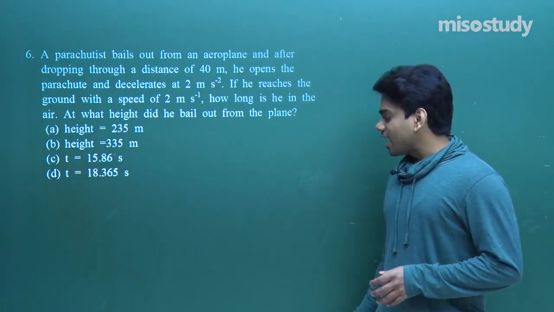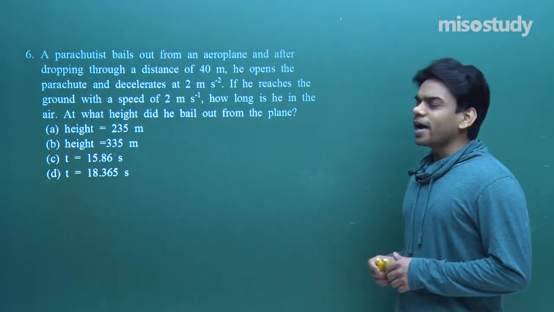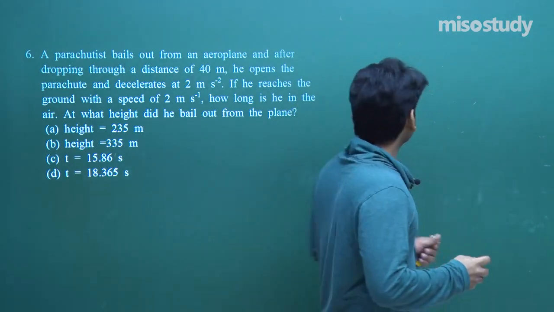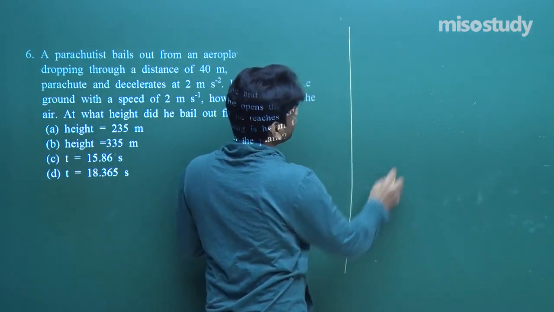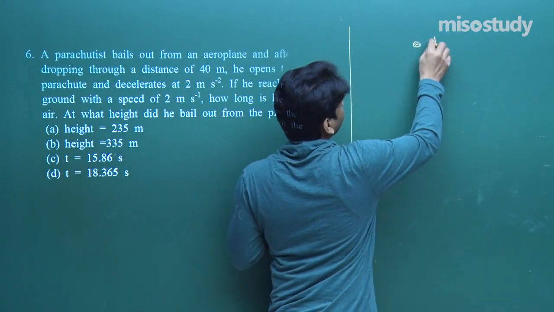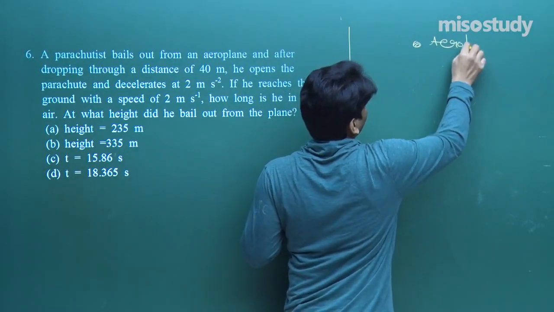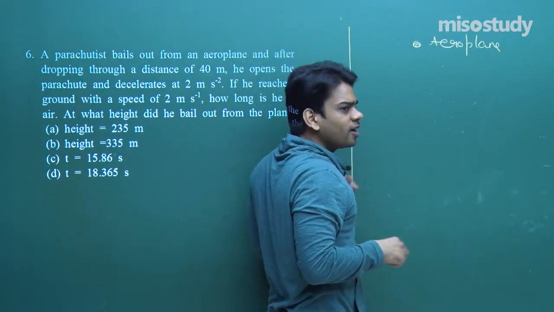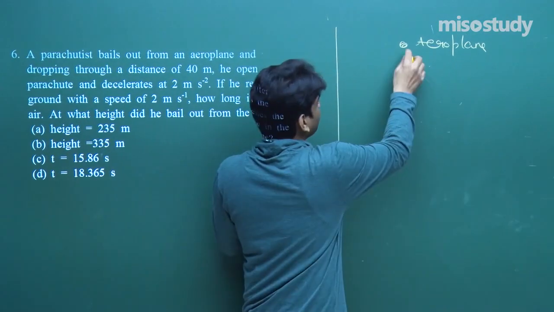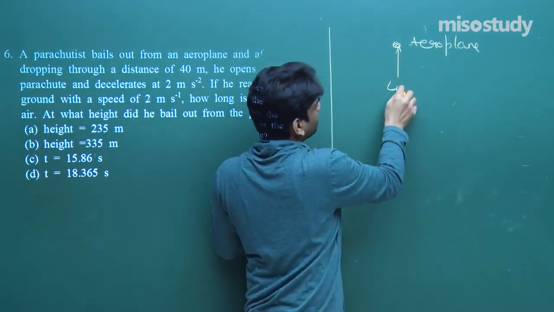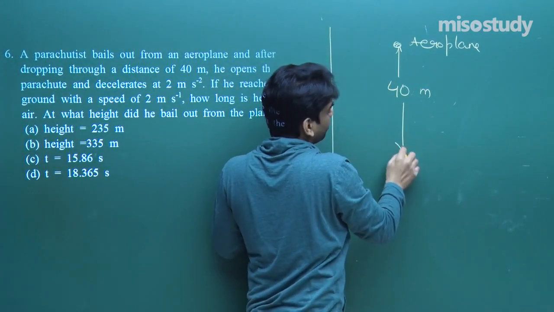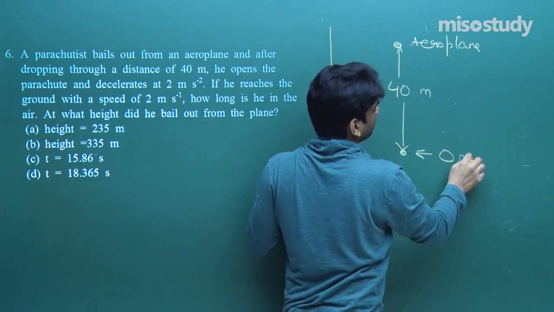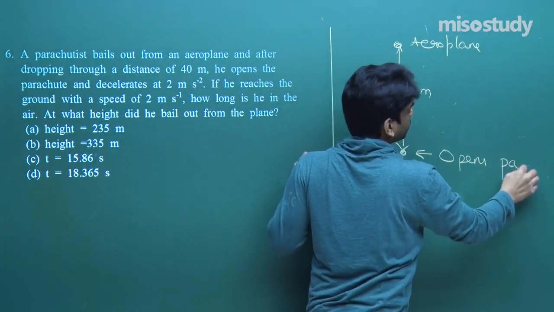The first line says that a parachutist bails out from an aeroplane and after dropping through a distance of 40 meters, he opens the parachute. Let's say the aeroplane is here, the parachutist is dropped from this aeroplane and he travels for 40 meters, and then he opens the parachute here.